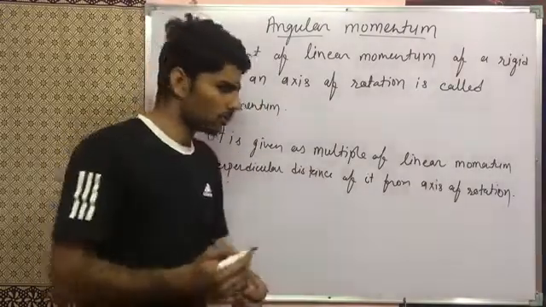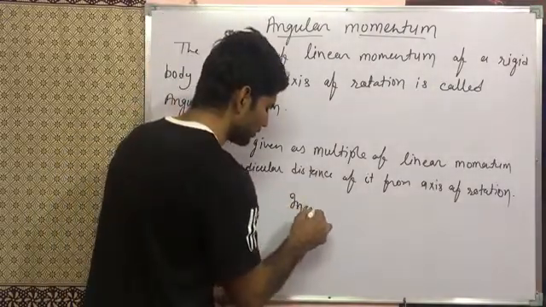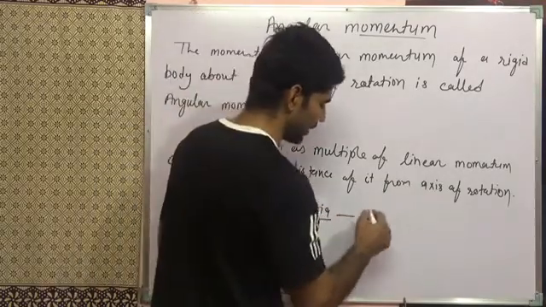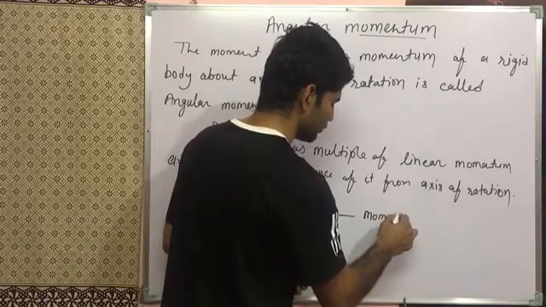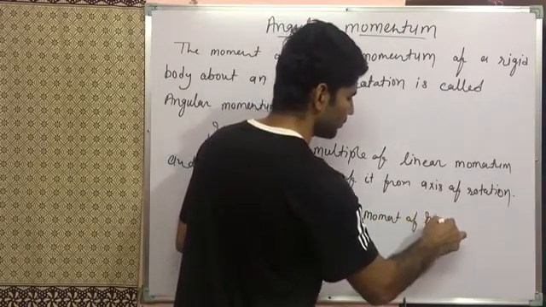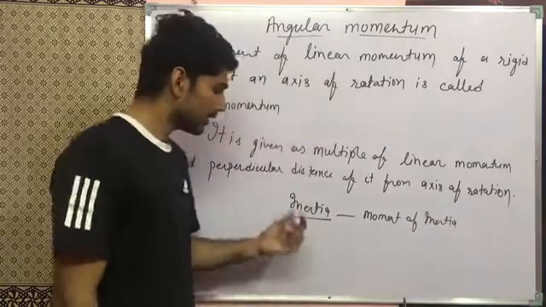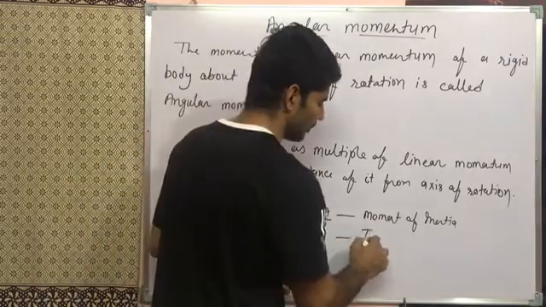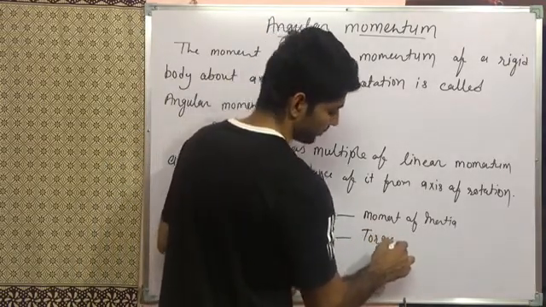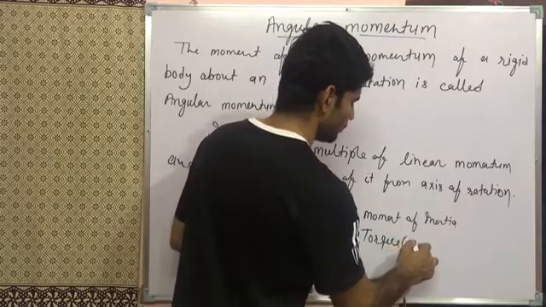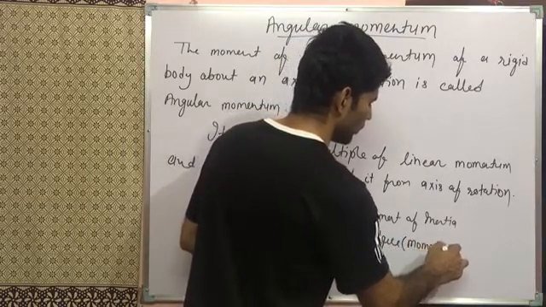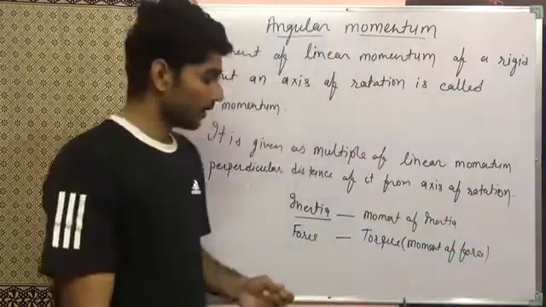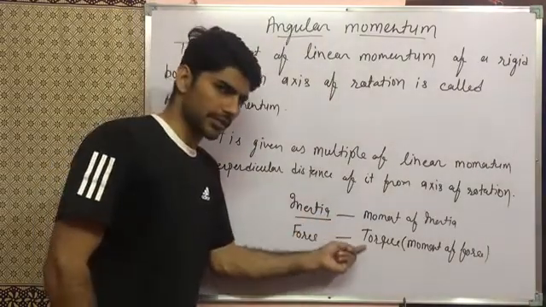In linear motion we had inertia, but in rotational motion we have the moment of inertia. In linear motion we had force, and in rotational motion we have torque, which is called moment of force. So these two things we have discussed in this chapter.